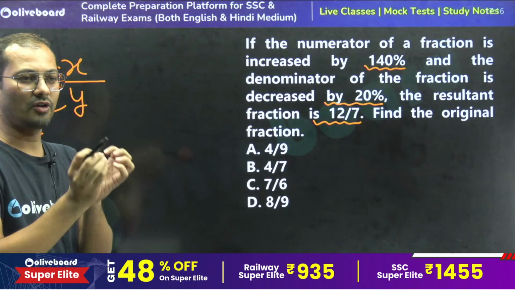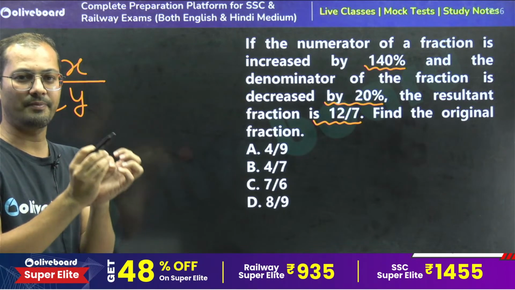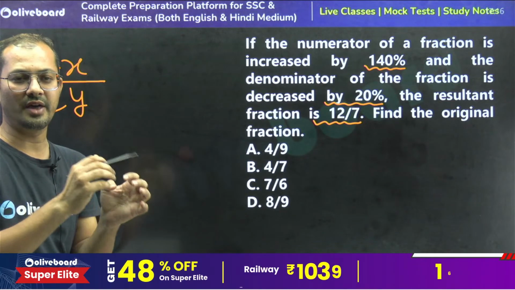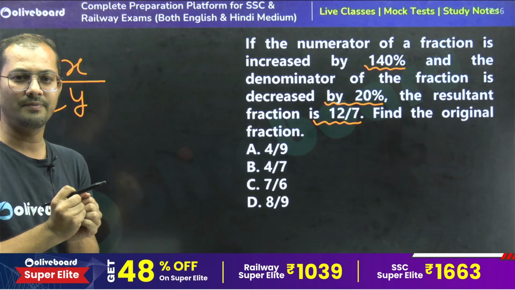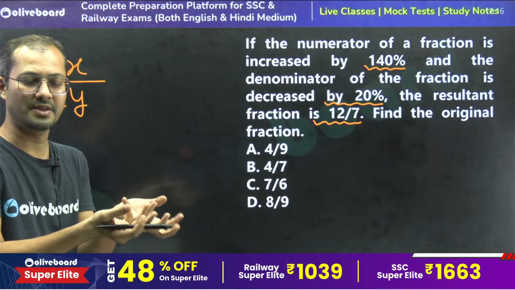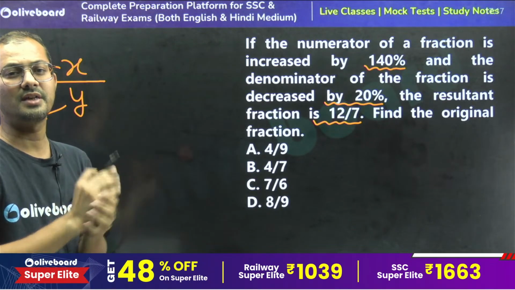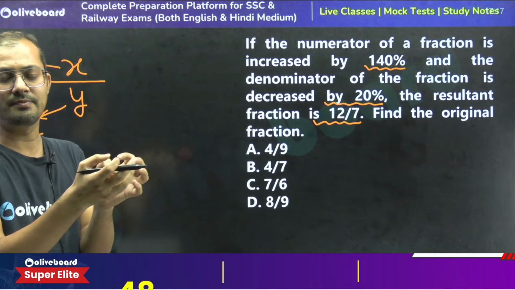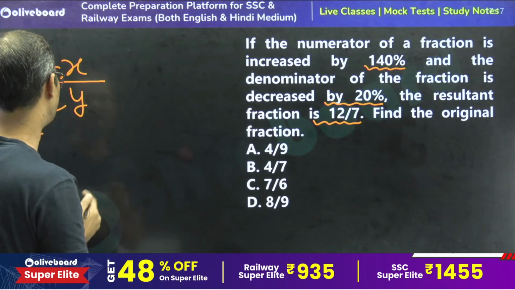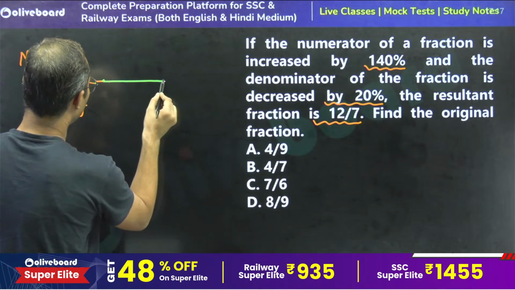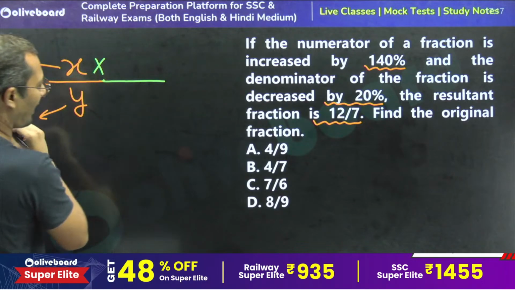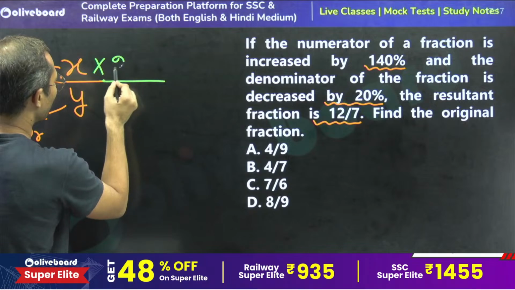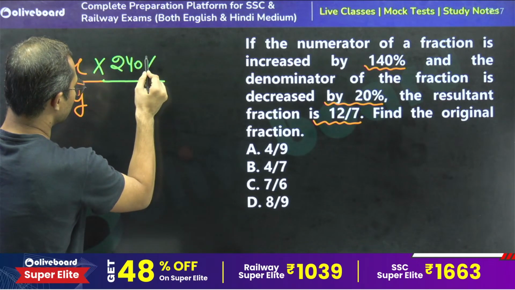We know the concept of percentage, the 100 base concept: if I increase a value by 10%, it becomes 110% of itself. If I increase a number by 20%, it becomes 120% of that number. If I increase a number by x%, it is going to be 100 plus x%. So here in the numerator we have a number x. If I increase it by 140%, x is going to be 240% of itself, right?